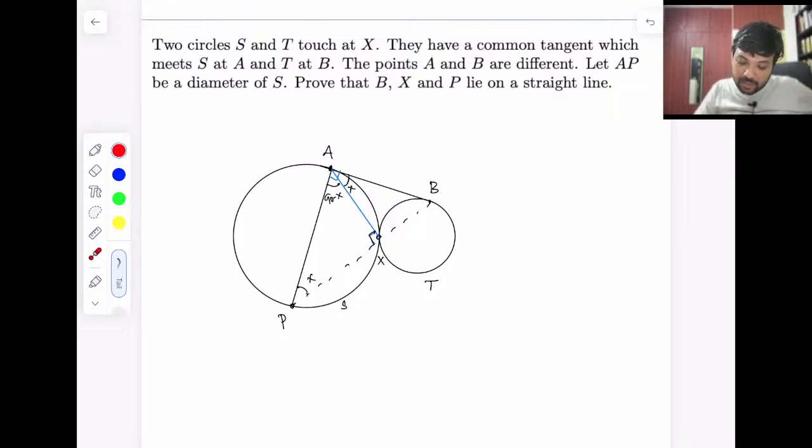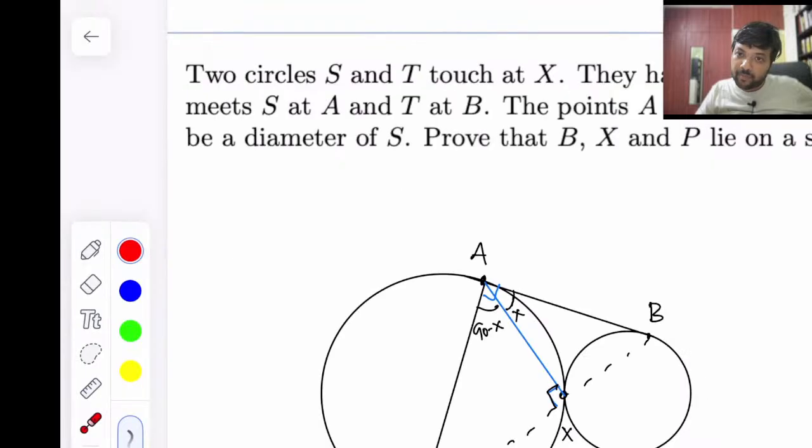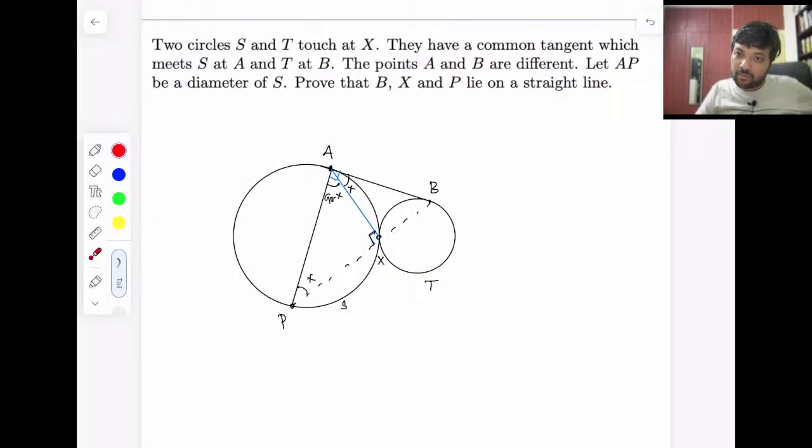I think this is a common tangent. So can we use that somehow? And again, alternate segment theorem maybe. Wait, so Rishon says the center and X are collinear. Yes, that's true. Do you want to use that? We could use that. Okay, we could use that.